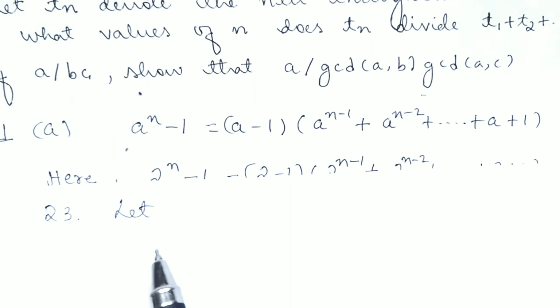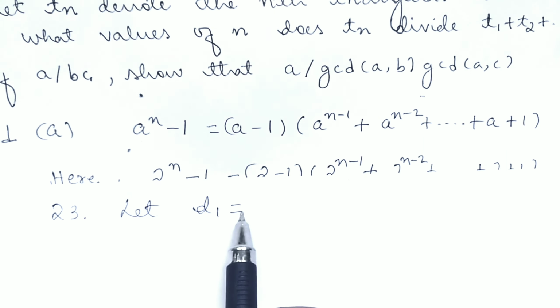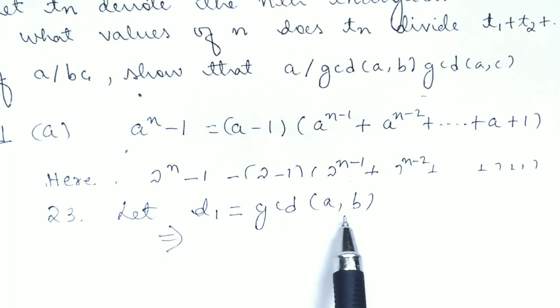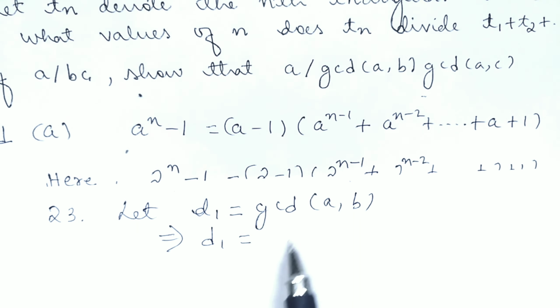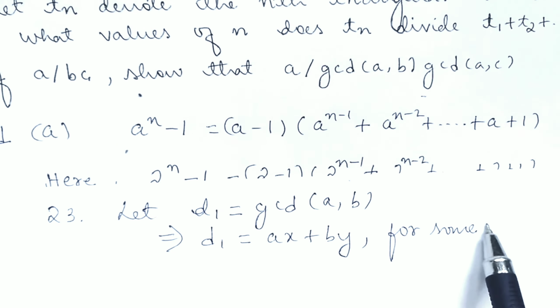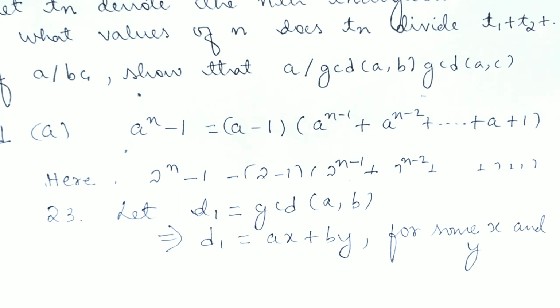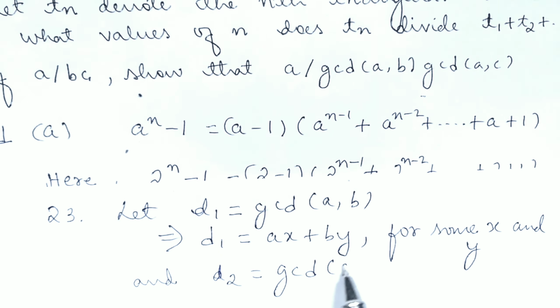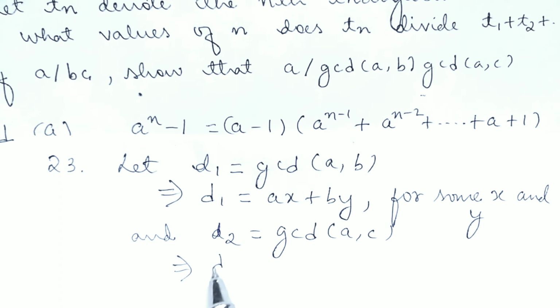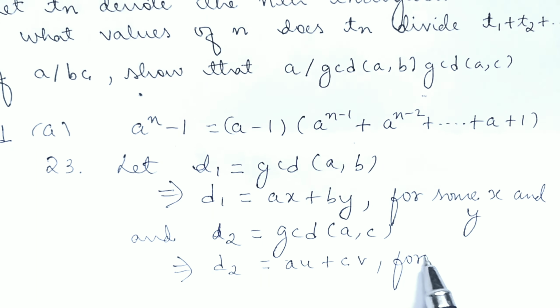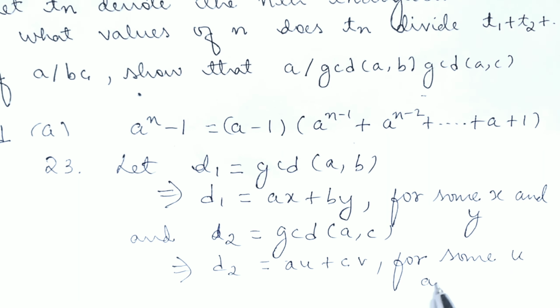Let D1 be the GCD of A and B. So if D1 is the GCD of A and B, we can write D1 as a combination of A and B, AX plus BY, for some X and Y. Also, let D2 be the GCD of A and C. So D2 is written as a combination of A and C, AU plus CV, for some U and V.